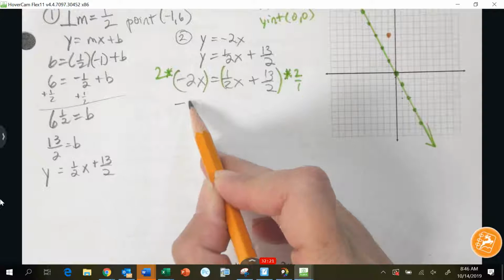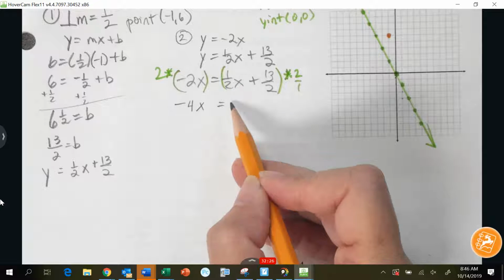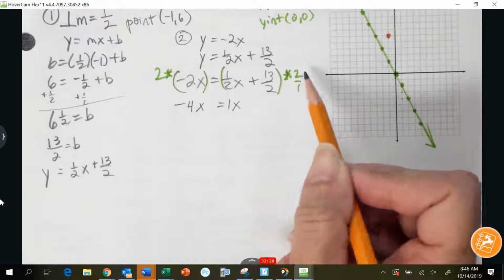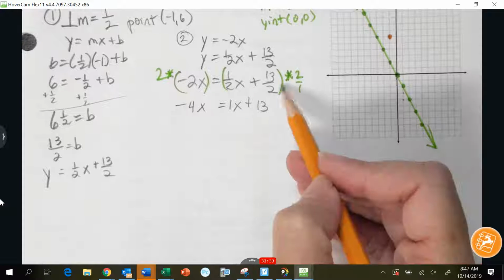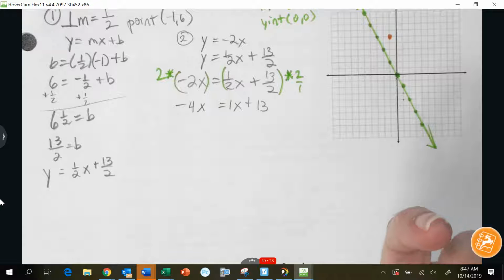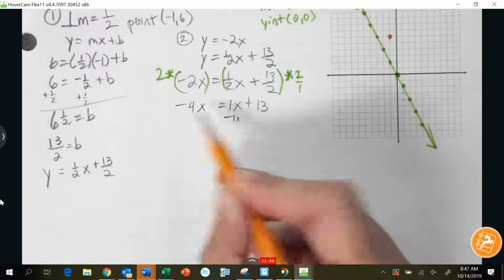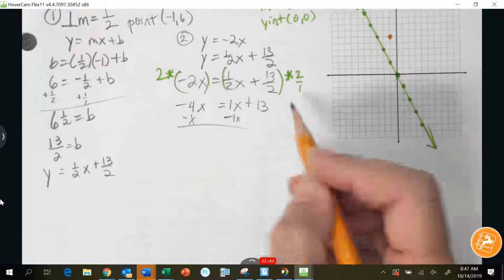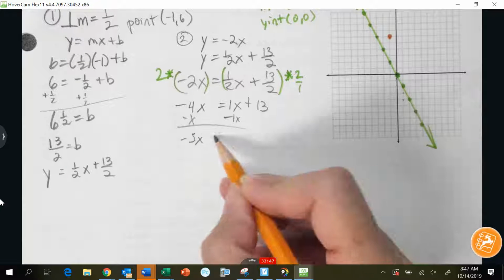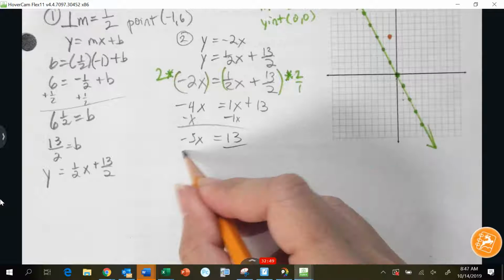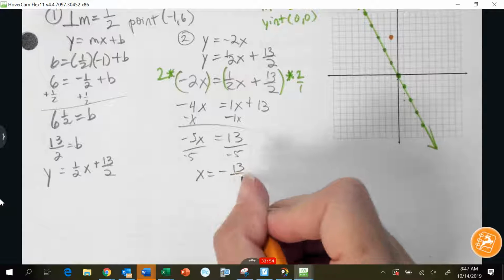2 times negative 2x is negative 4x, 2 times a half is 1x, 2 times 13 halves is 13. The 2's will cancel out in the denominators. No more fractions. Now I could just solve a much easier equation. Next, subtract x from both sides. Oh, this is an awful equation, actually. We get minus 5x equals 13. Divide by negative 5. X equals negative 13/5.